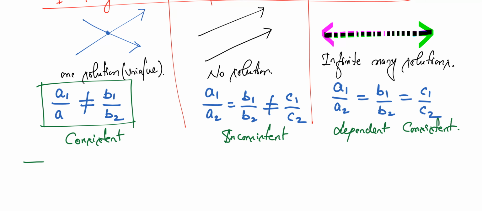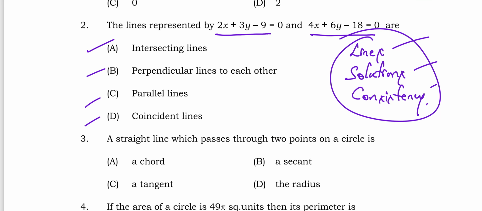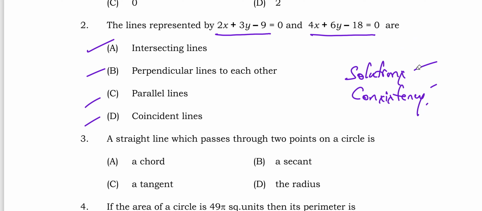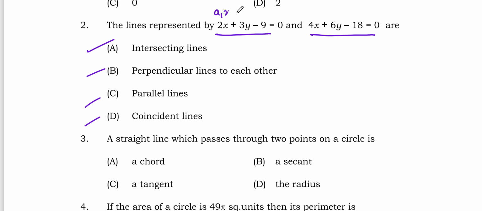Understood? Good. Now come to this question they have given here. See children, it is in the form a1x plus b1y plus c1 equals 0, and a2x plus b2y plus c2 equals 0. Value of a1 is 2, b1 is plus 3, c1 is minus 9, a2 is plus 4, b2 is plus 6, c2 is minus 18. Now what do we have to do? Calculate a1 by a2.